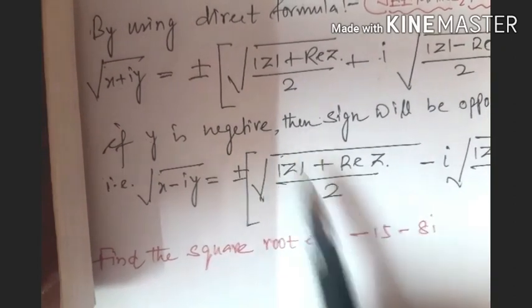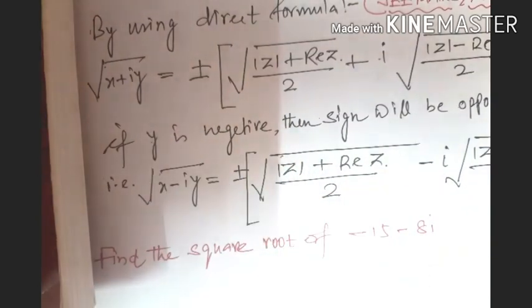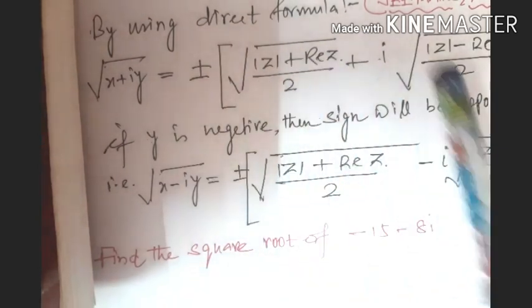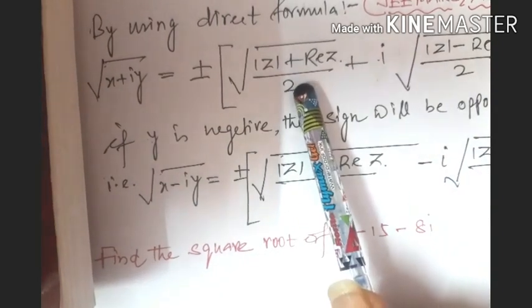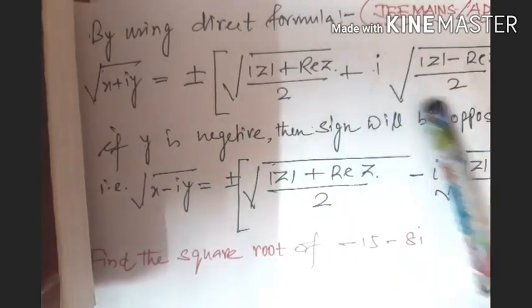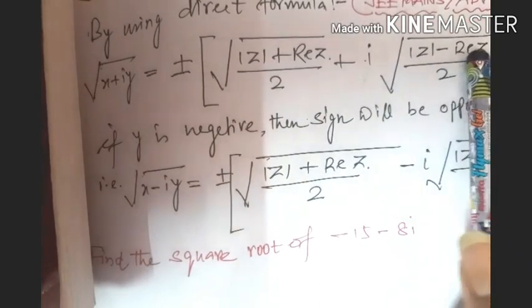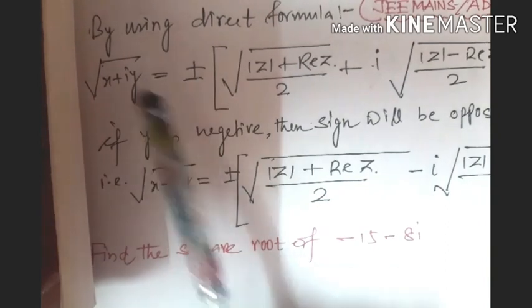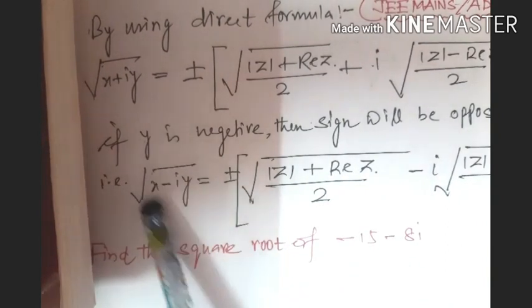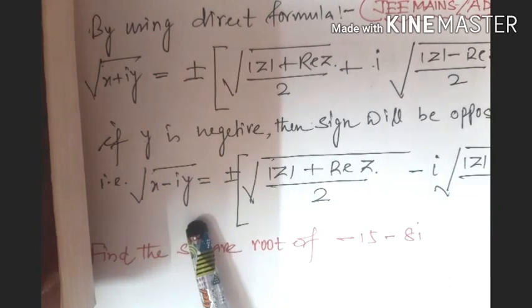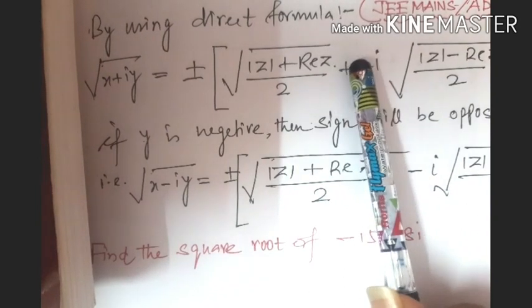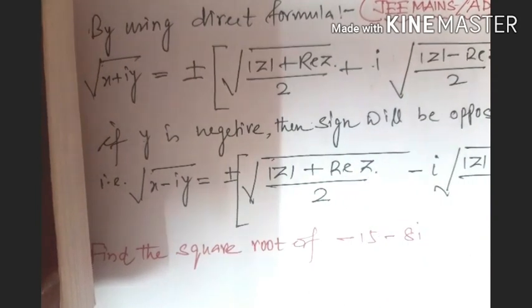The formula is: root over x plus iy, considering it as any complex number, is equal to plus minus, then bracket, root over (mod z plus real part of z) divided by 2, plus i into root over (mod z minus real part of z) divided by 2. Mod z means modulus. And if y is negative, that is, if the complex number looks like root over x minus iy, then we use the same formula, but the change is only here: instead of plus, we write minus.